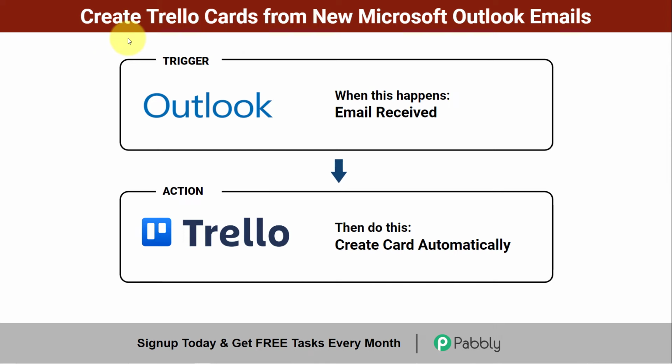In this video, I'll show you how to create Trello cards from new Microsoft Outlook emails automatically. So the idea here is, as soon as a new email is received into the Outlook account, we are going to automatically create a card in Trello for the very same email, so that you and your team can keep track of every incoming email from Outlook in Trello only.